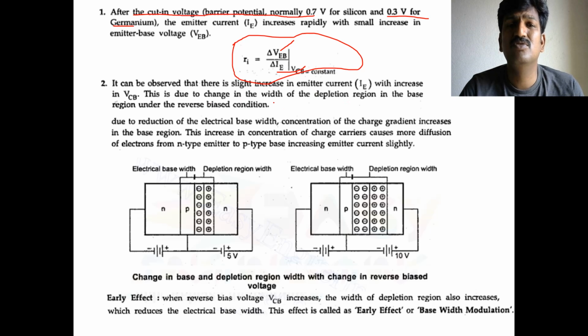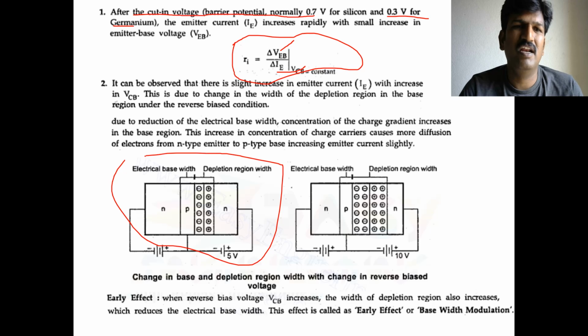This is due to the change in the width of the depletion region in the base region under the reverse bias condition. You have to understand VCB was applied between the collector and base, which is not impacting that much over the emitter current. Only VEB is going to be impacting the emitter current. Just observe this diagram.